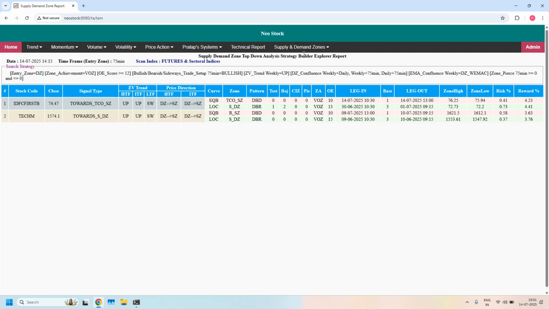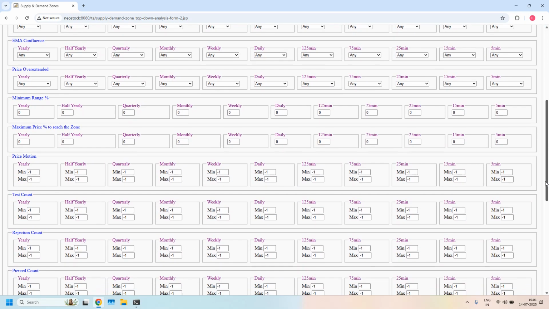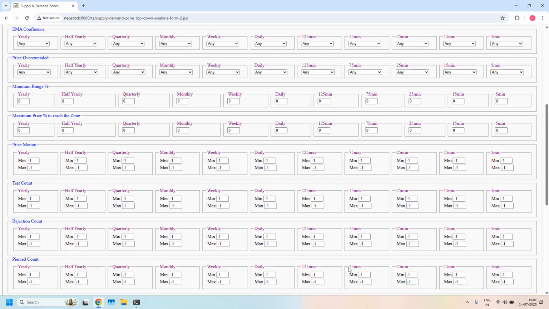Next, we will look into bearish trade setup for weekly income trade. Entry time frame 75 minutes, entry zone supply zone. Here at 75, I am selecting bearish. Zone achievement VOZ, minimum order enhancer score 12. 75 minutes supply zone should not be pierced. So in the pierced count at 75 minutes, minimum value 0, maximum value 0.